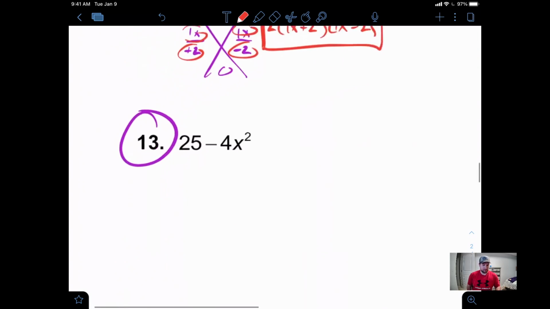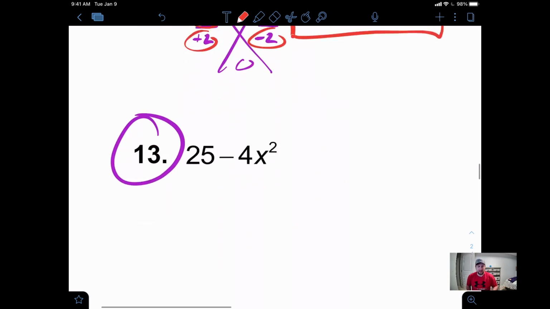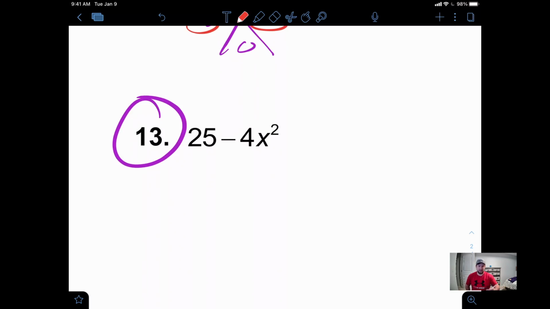Let's look at number 13. So this is a weird problem. And the reason I say it's weird is because normally I like to have that x term or that x squared term in front. So let's actually move it in front. So minus 4x squared, right, because the minus goes with that number, and then this is a positive 25, so I'll say plus 25. These two things are exactly equal to one another. They didn't change. We just flipped the order around.